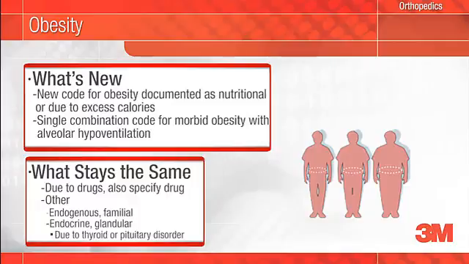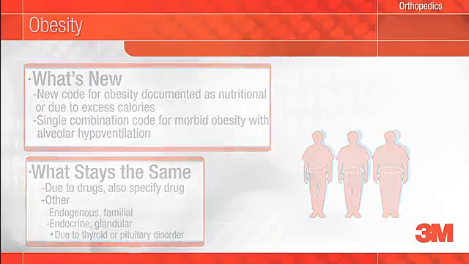If your patient has morbid obesity, also document if alveolar hypoventilation is present. ICD-10 has a single combination code for this. As in ICD-9, ICD-10 continues to classify obesity due to other causes, such as due to drugs or endocrine disorders.